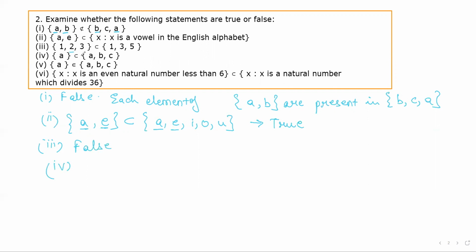Fourth, {A} is a subset of {A, B, C}. A is present on the left hand side, which is also present on the right hand side. The definition of subset is satisfied. Hence this is a true statement.